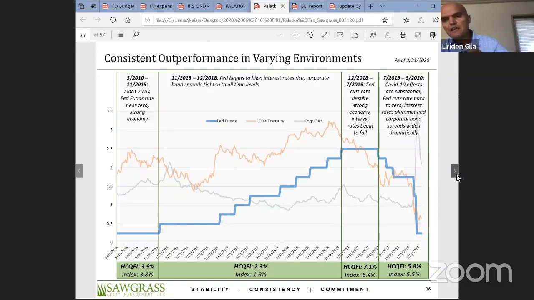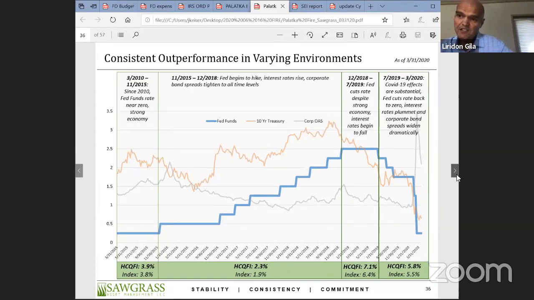And then in the second phase, starting in 2016 all the way to 2018, the Federal Reserve started hiking rates as the economy started getting hot, trying to cool it and maintain inflation expectations. For that period, we still managed to outperform the benchmark. And then in the next phase, when the Federal Reserve went on pause as the economy started cooling off, we still managed to outperform the benchmark.